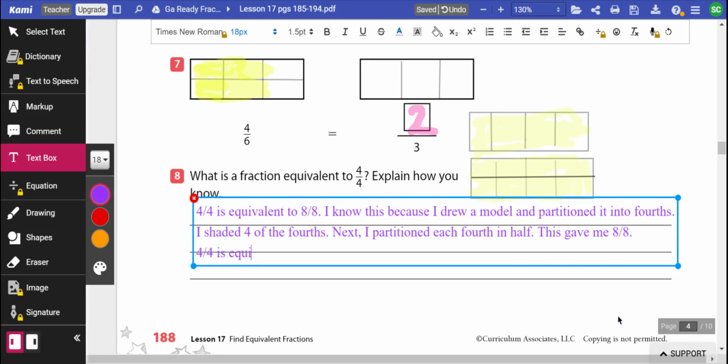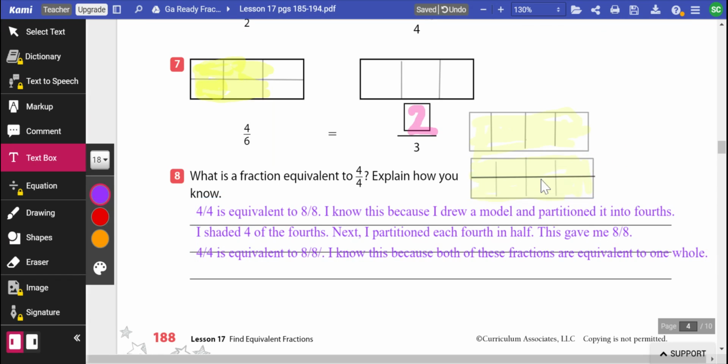is equivalent to 8/8. I know this because both of these fractions are equivalent to one whole. And I can see that here, that both of these fractions cover the whole.